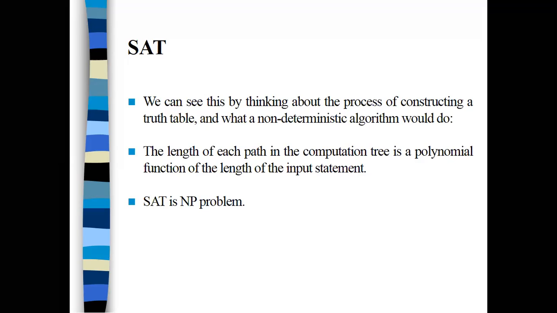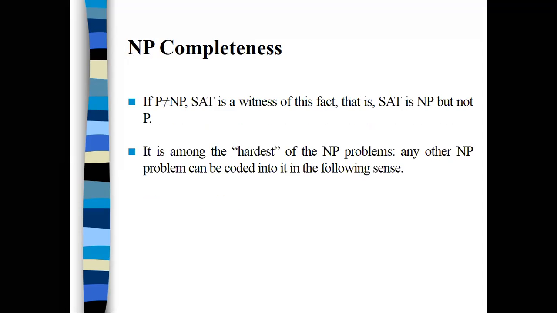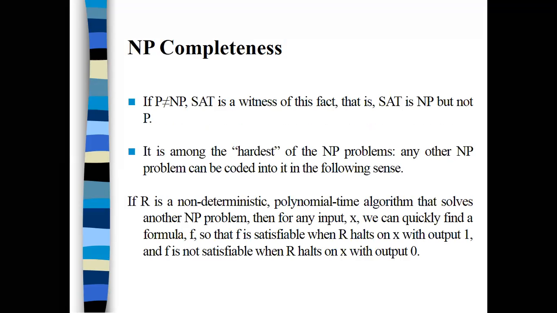The length of each path in the computation tree is a polynomial function of the length of the input statement. So, NP completeness: if P is not equal to NP, SAT is the witness of this fact, that is, SAT is NP but not P.